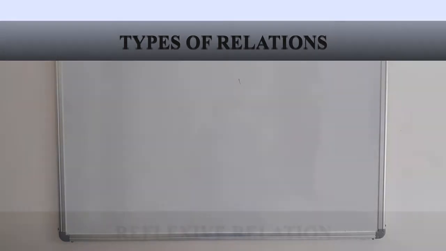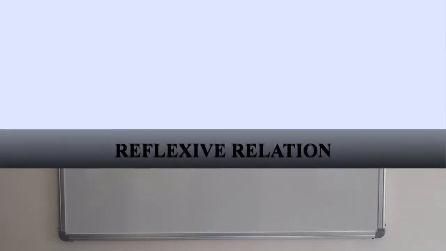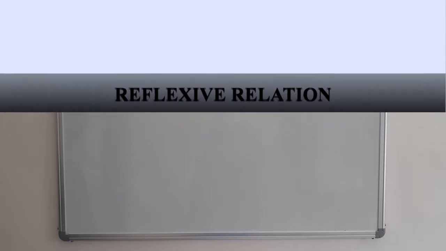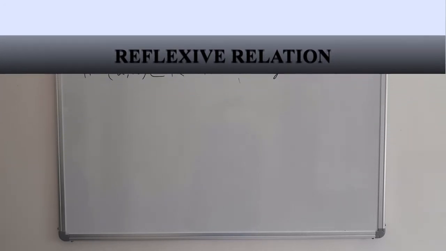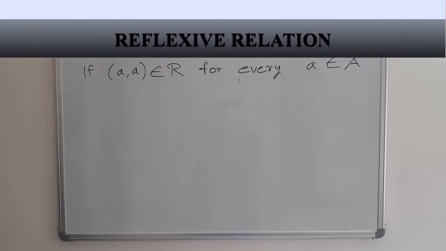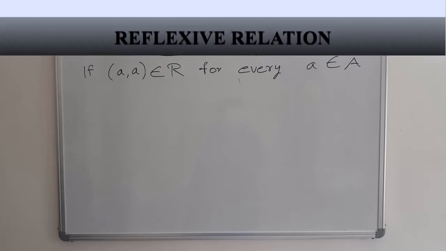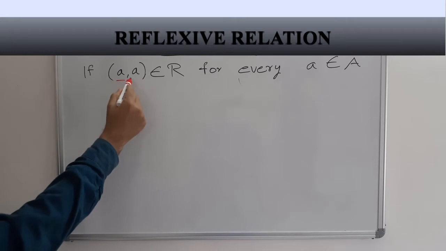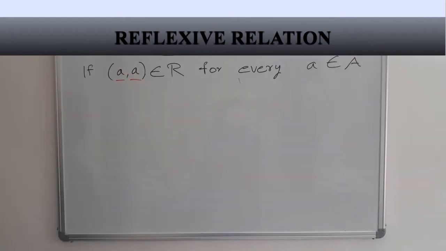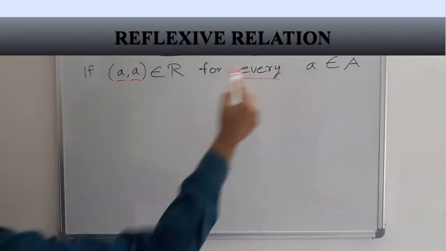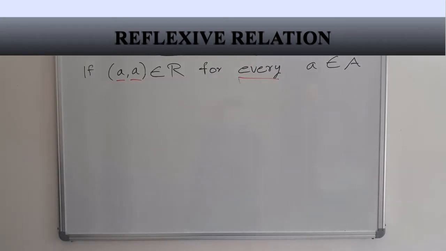What is reflexive relation? Here is the definition. If (a, a) is part of the relation for every a which is an element of set A, it is called reflexive. Put it simply, an element a should be related to itself, that is reflexive. And one more thing, every element of the set A must be part of this relation. We'll discuss it with the help of some examples.